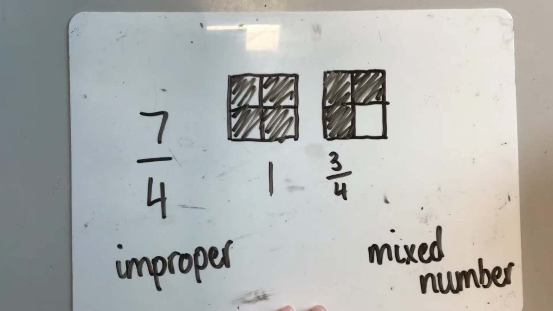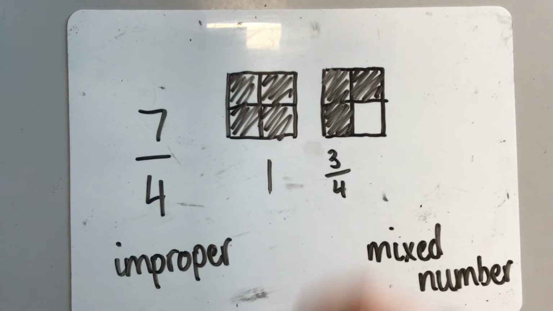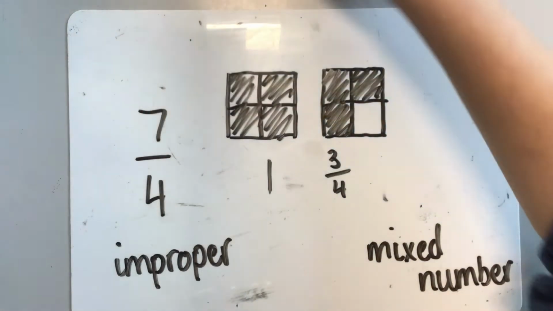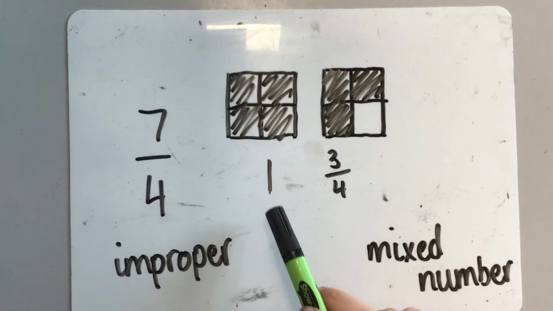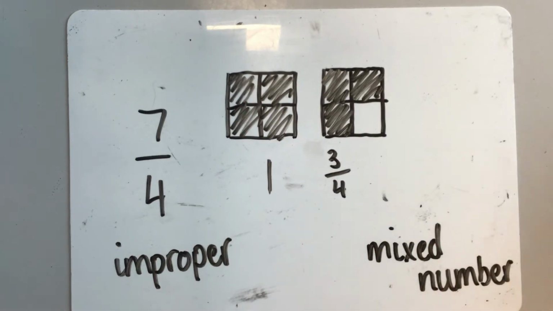Can you all see that? The relationship that 7 quarters, you've got 7 of 7 quarters, or 7 cubes like we started off with, can also be shown as 1 whole and 3 quarters left over. Okay?